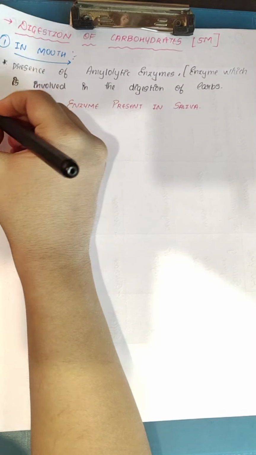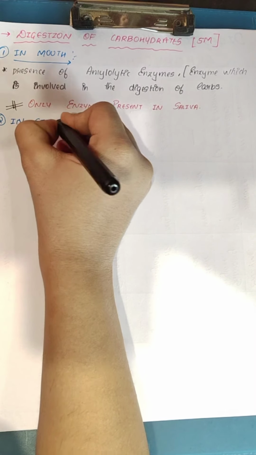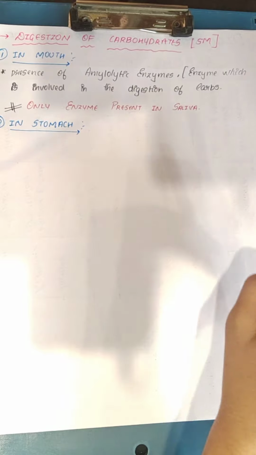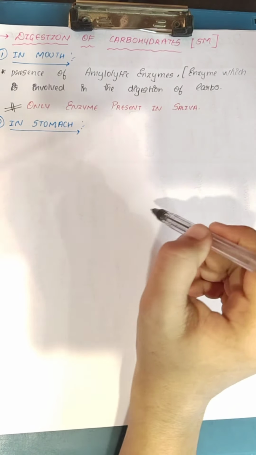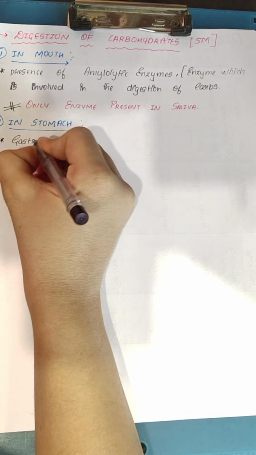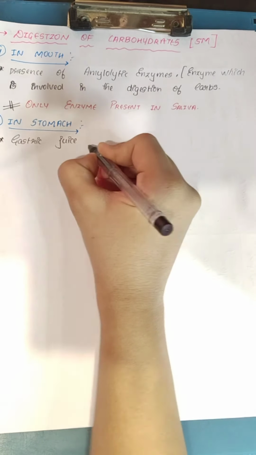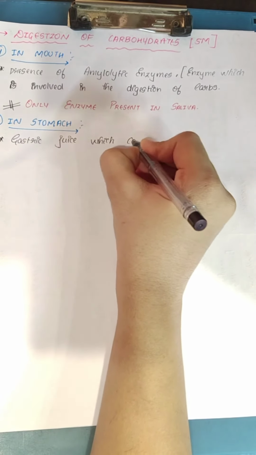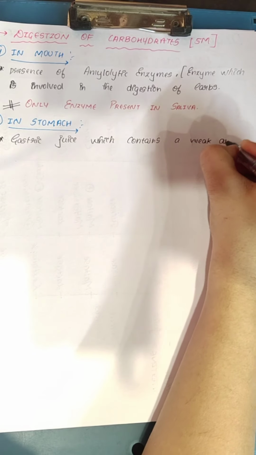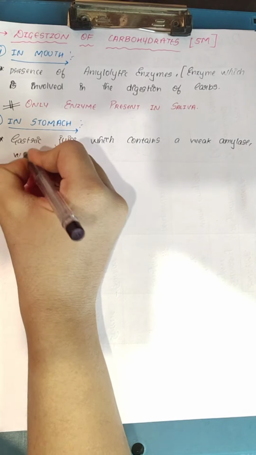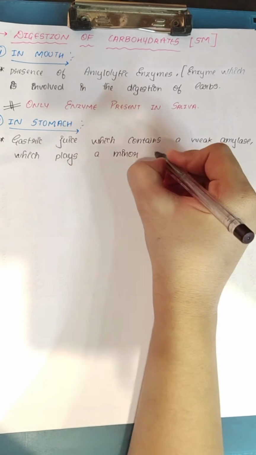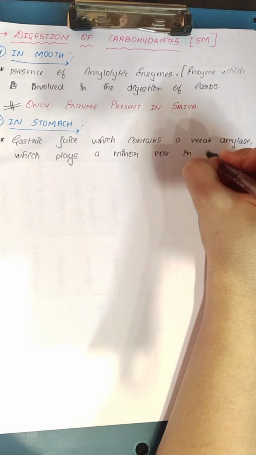So next, moving on, in the stomach, as I have said, there is presence of gastric juice, which consists of a weak amylase, which plays a very minor role in the digestion of carbohydrates. So there is presence of gastric juice, which contains a weak amylase, which plays a minor role in digestion of carbohydrates.